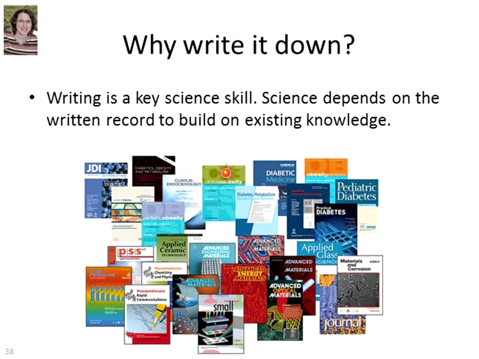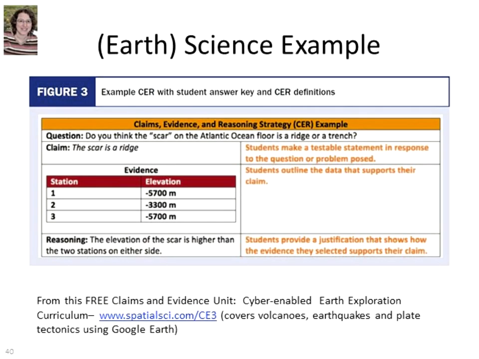Science could not exist if it couldn't build on existing knowledge, and it can't build on existing knowledge if there's not a written record of it that allows scientists to not keep repeating the same thing over and over again, but take the next step on something that somebody has done.